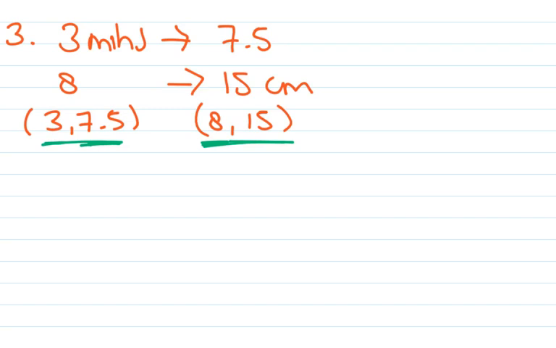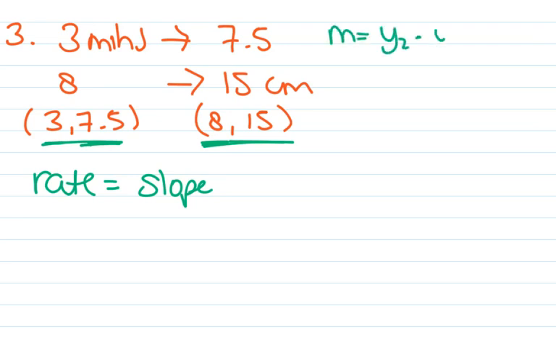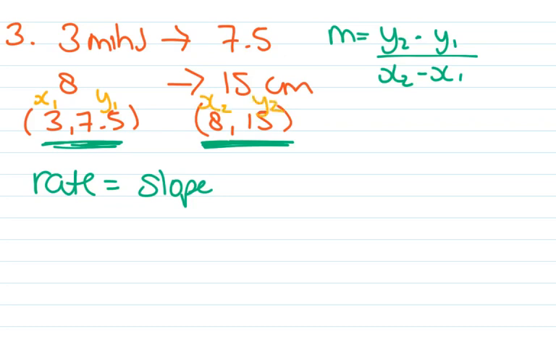And they're asking me to find the rate. If you remember, rate is the same as slope. Rate of change, slope, rate of change. Does that ring a bell? All right, so that means I'm going to use the slope formula, which is m equals y2 minus y1 over x2 minus x1. So I'm going to go back to those 2 points that I just came up with, and I'm going to label them as x1, y1, and x2, y2. Now I'm going to take that information and plug it into this formula over here.